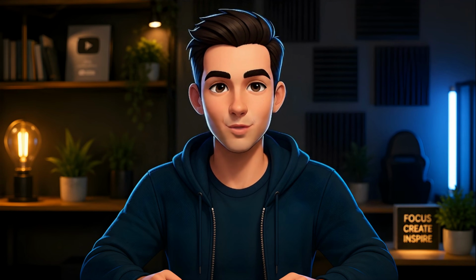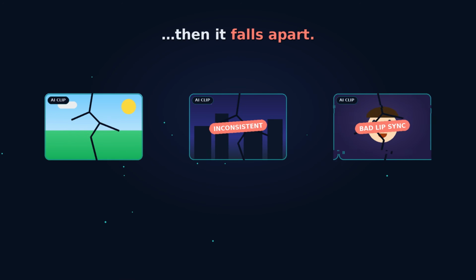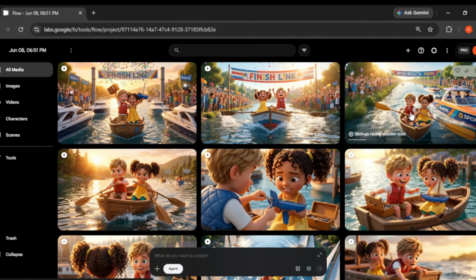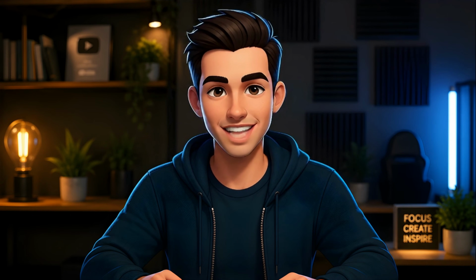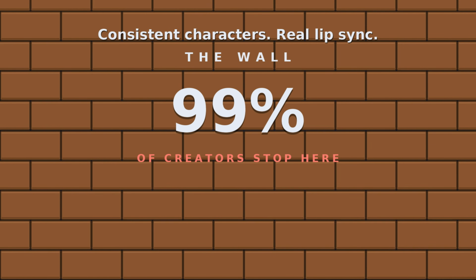But here's what most people get wrong. Everyone can make AI animated clips now. A few seconds, a cool shot, and then it falls apart. What almost nobody can do is build a full cinematic animation where the characters look exactly the same in every scene and the lip sync actually matches the dialogue. That's the wall. That's where 99% of creators stop.